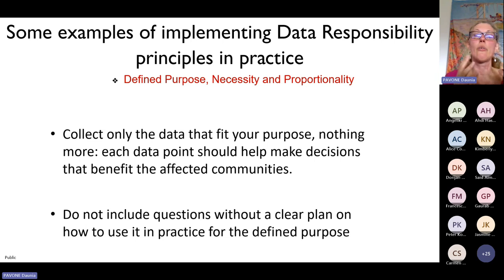So we want to write it down before we start going out and collecting data. We want to write down the purpose, how we are going to use that information for that purpose, and then the information we need. So that's a really good practice, so that we don't collect data that are not in line with the defined purpose. Otherwise, we might collect data that are really not proportional to the purpose that we want to achieve.